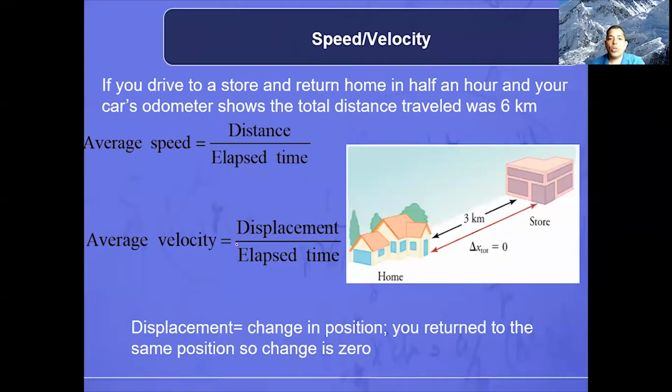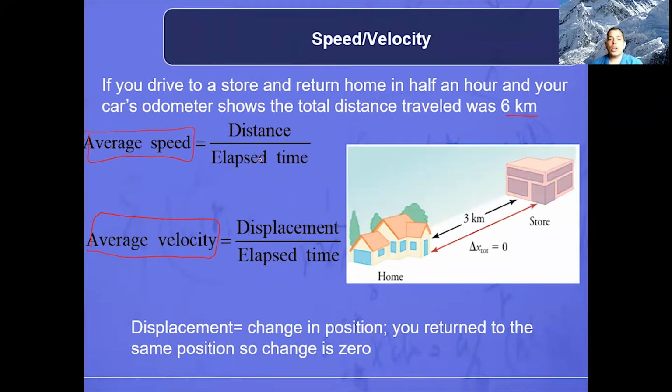Okay, let's do one more problem here. If you drive to a store and return home in half an hour and your car's odometer shows the total distance traveled was 6 kilometers, then what is the average speed and what is the average velocity? You need to figure out average speed and average velocity. Okay, let's figure that out.